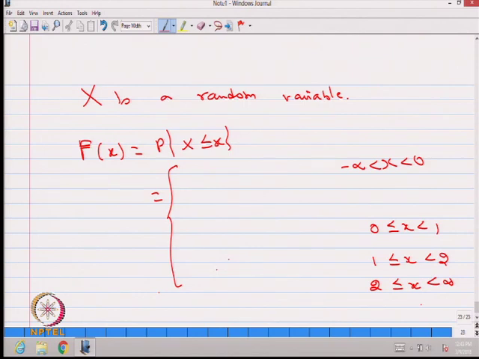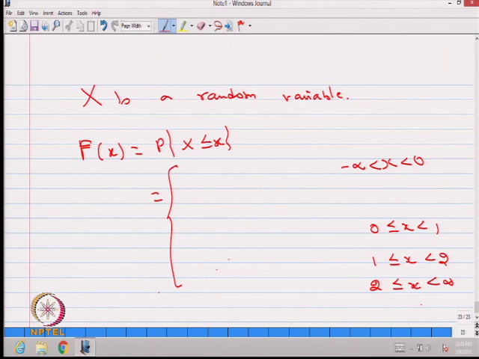When x lies between minus infinity to 0, the P of X less than or equal to x is nothing but a collection of possible outcomes which is going to give the value from minus infinity till x, where x lies between 0 to infinity. Since the possible values of X, I can just draw one smaller diagram also.